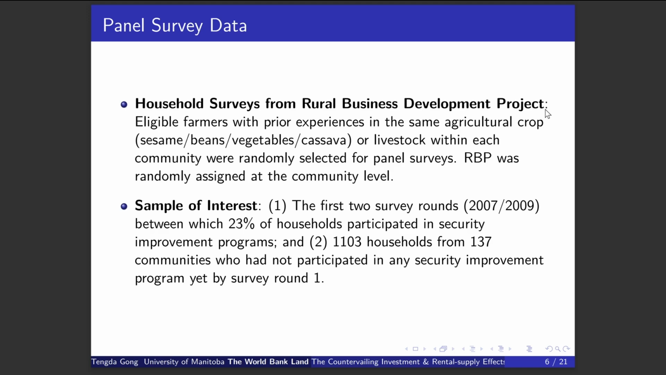During this period, about 20% of the households participate in programs, and that's the land security program, not the rural business program. Later on, there is limited participation, which is why I cut the 3rd round. Also, because of the identification strategy, I only focus on households who had not participated in any security improvement program yet at baseline. So basically, I'm comparing the switchers versus the never takers.